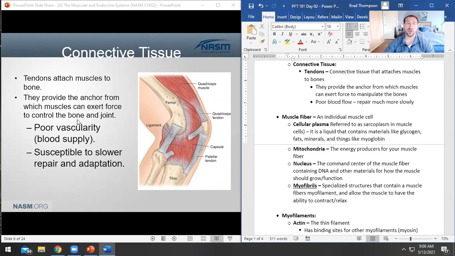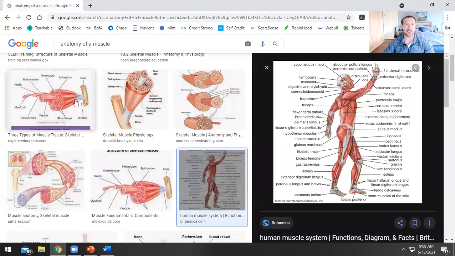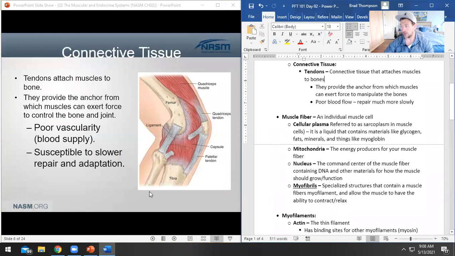So, understanding our connective tissue, especially our tendons. Tendons are a type of connective tissue. All of your muscles end in a tendon, like I said, right? Every muscle you've got attaches thanks to a tendon at the very end that inserts onto a bone, and it just doesn't get as much blood flow. It just doesn't repair as quickly. There are not as many capillaries in your connective tissue.